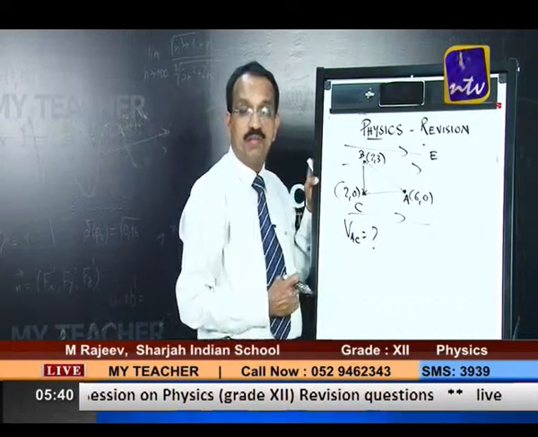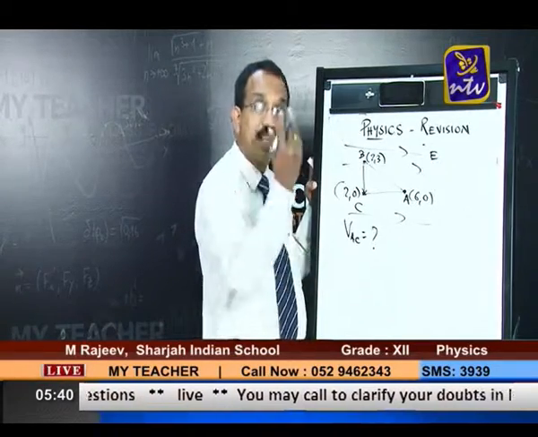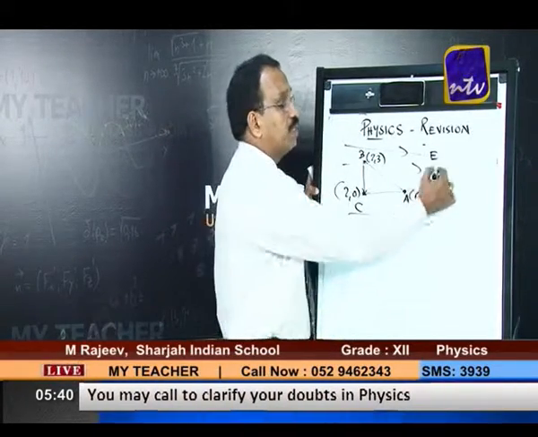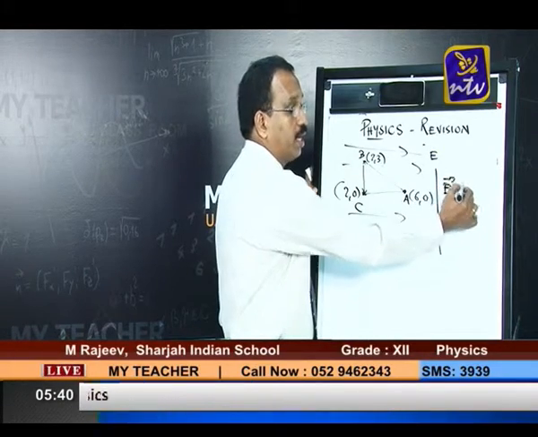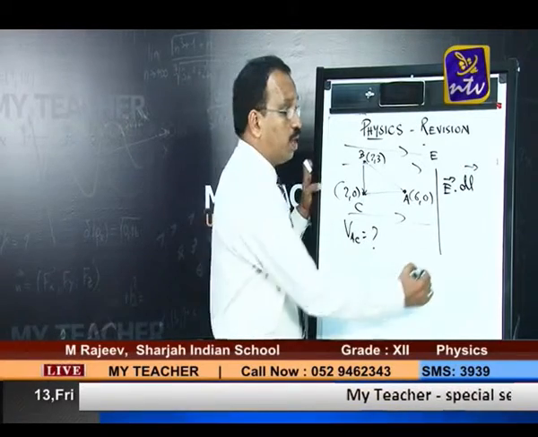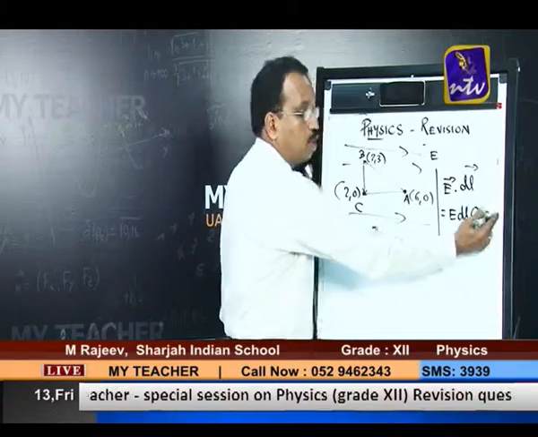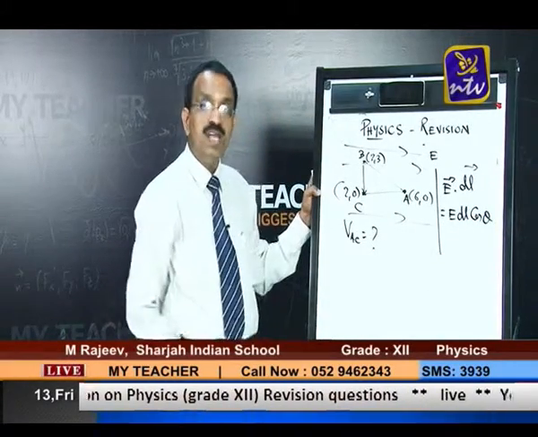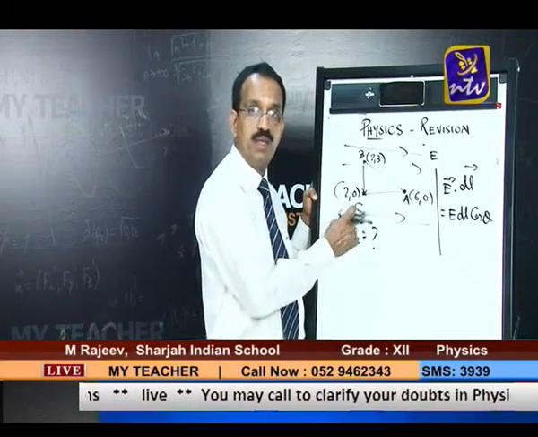How to find the potential difference? The basic equation we can make use of is, in general, potential difference, we have one equation, E dot dl. This is one equation we have seen for potential difference. Or we can even write it as E dl cos theta, because it is a dot product. This is the equation we can use for calculating the potential difference between A and C, right?